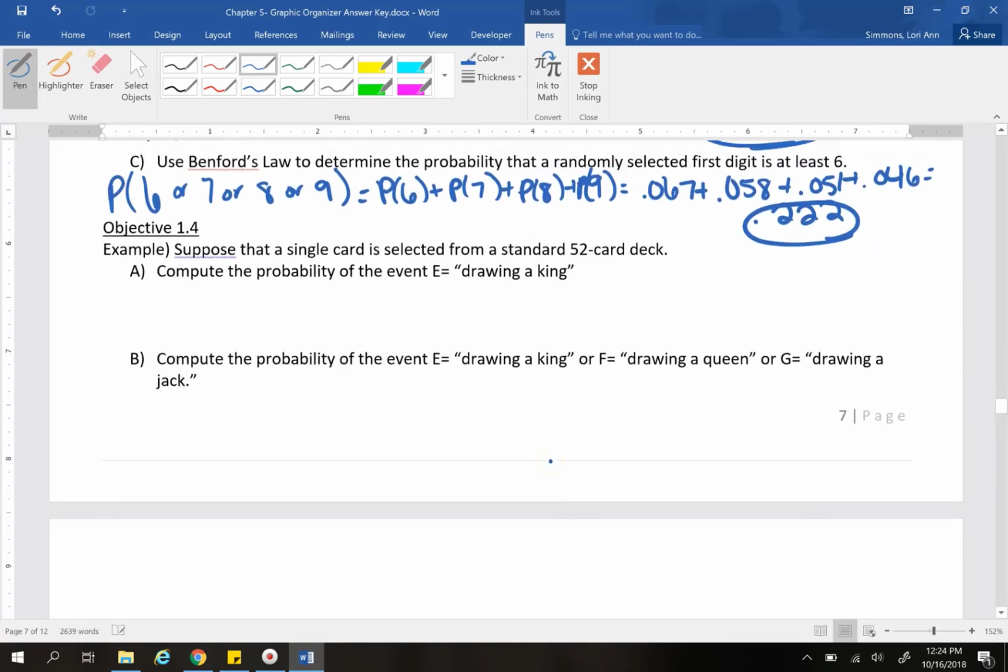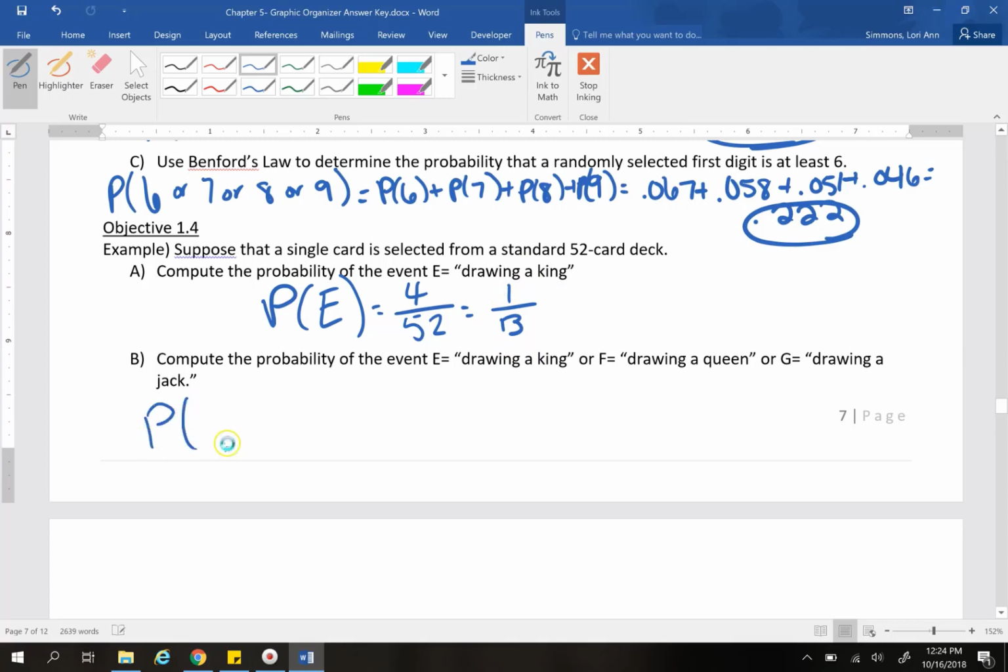All right, let's think about a deck of cards. We have 52 cards in a deck. What is the probability of drawing a king? It's the probability of E. How many kings are in a deck? There are 4, and there are a total of 52 cards. That's 1 over 13. We did examples like this in 5.1.